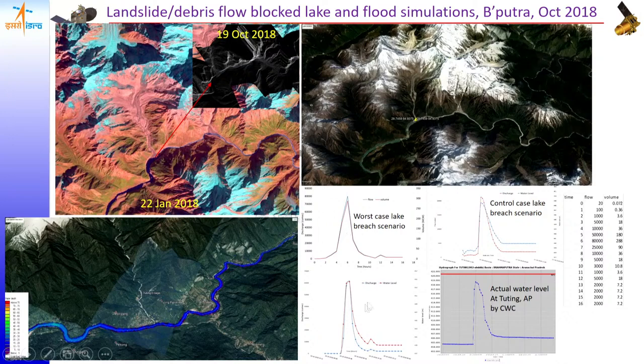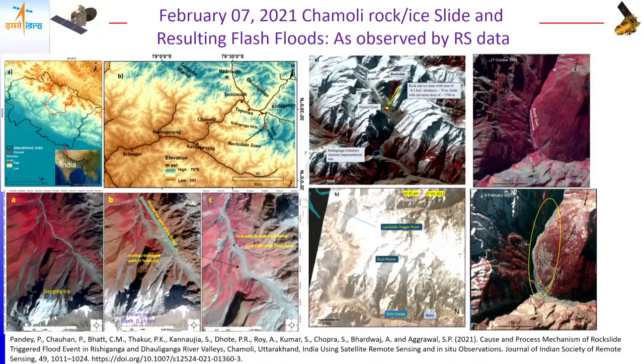This is during 2018. So this blocked the water, and after 2 3 days, when there was a breach, the peak discharge went up to more than 40,000 cubic meters per second after the hydrodynamic simulation, and this is the actual water level which was observed at Tuting by the Central Water Commission. So such kind of hazards also can be monitored in near real time using satellite data.